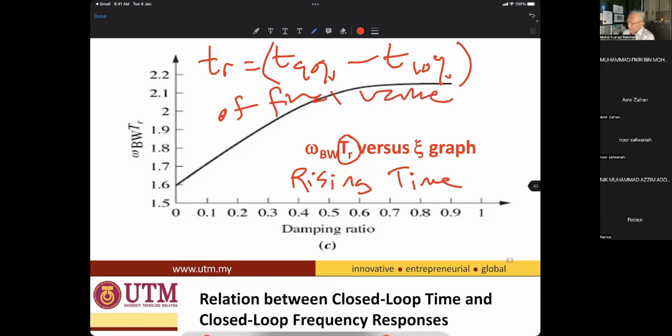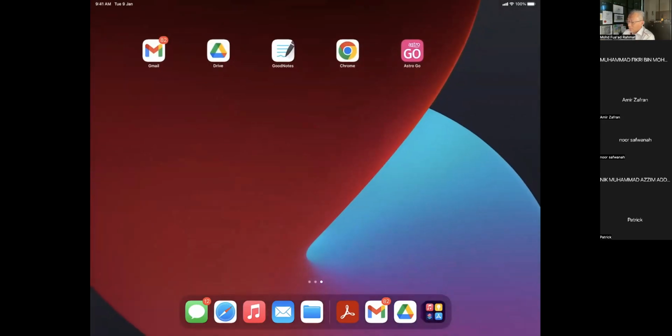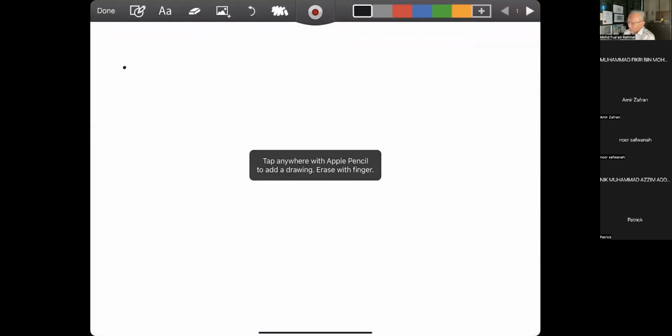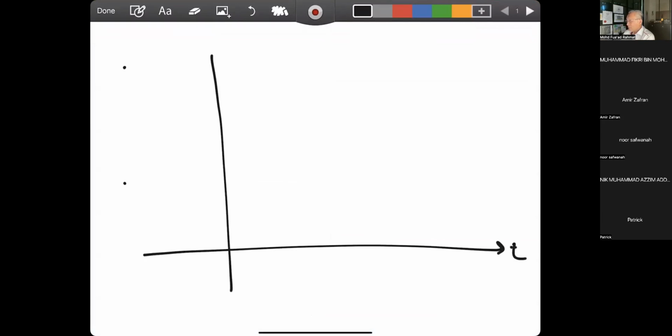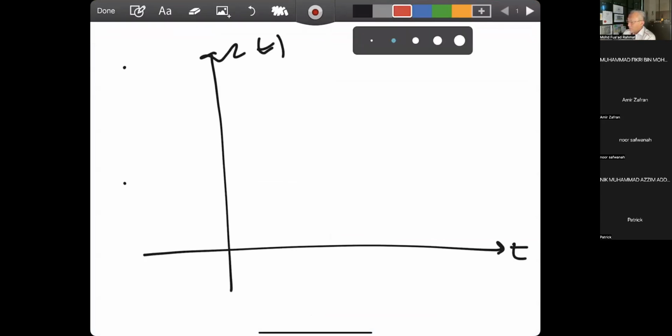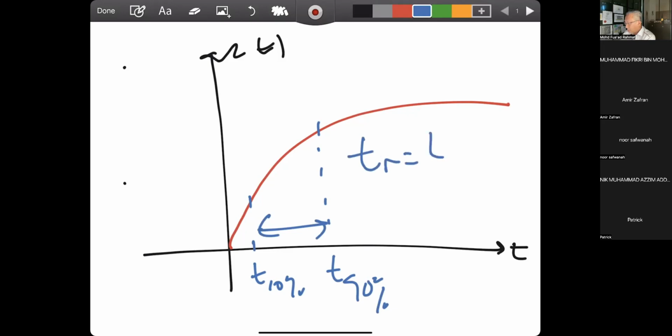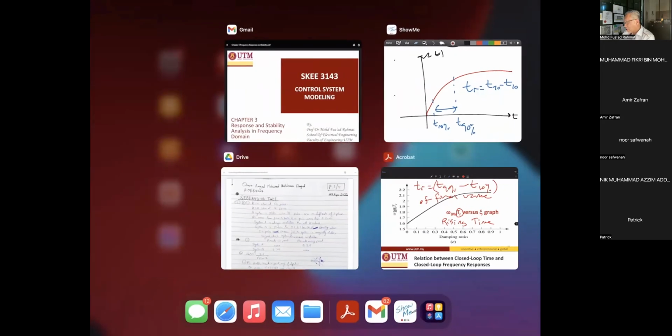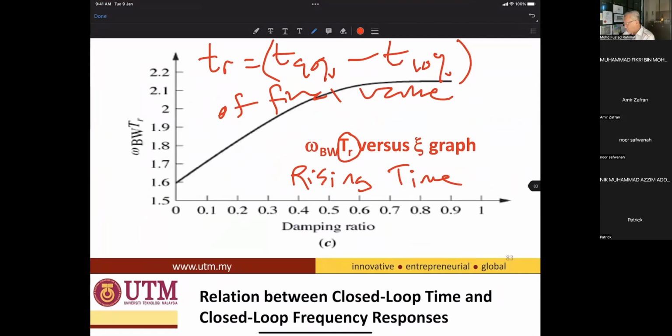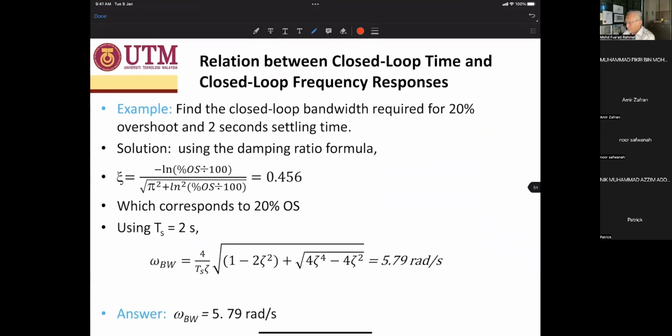And so that is the rising time. Okay, so biasalah student lupa. Apa yang dia ingat? Dia ingat makan je. Tengok sini. This is time response. And then this is the response. So kita ambil sini T 10%, sini T 90%. So the distance is rising time, T 90 minus T 10. Understand? Faham tak? Okay, take note.